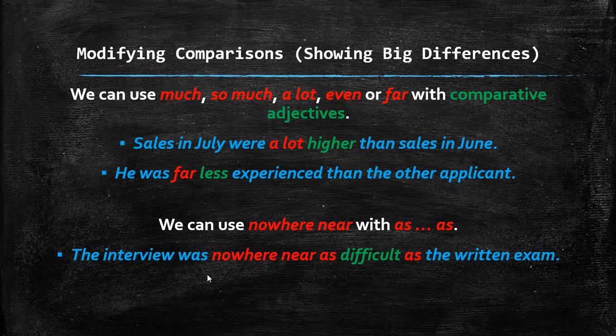We can use much, so much, a lot, even, or far with comparative adjectives. For example, sales in July were a lot higher than sales in June. We're comparing sales in July and sales in June, and we're saying that in July were a lot higher to show a big difference between them and to show that one was more than the other. He was far less experienced than the other applicant.